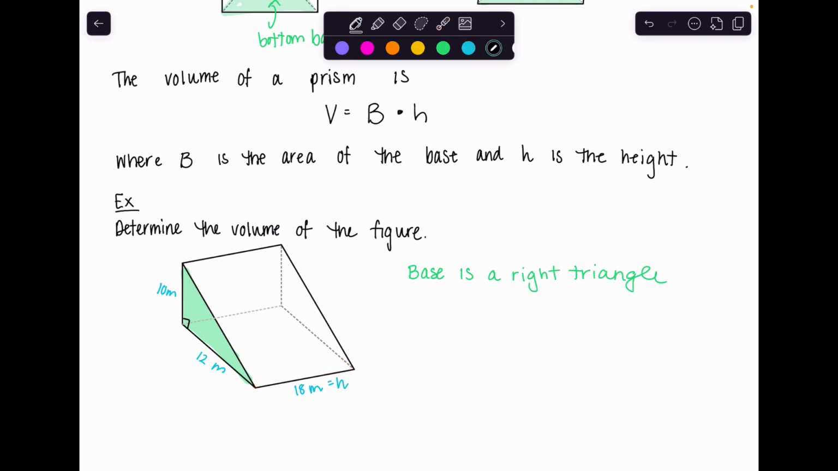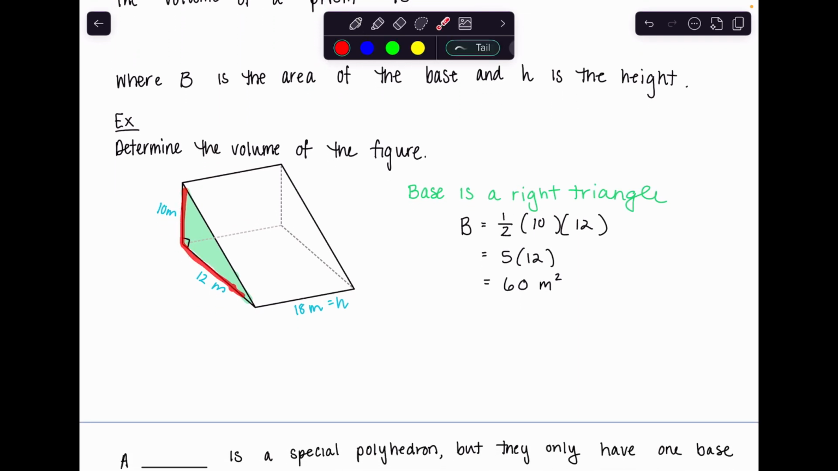Now my base is a right triangle. So that formula is 1/2 the base times the height. Now it's kind of redundant using the words base and height here, but basically the two sides that make that right angle. So in this case, my area is going to be 1/2 times 10 times 12. So multiplying that out, well, 1/2 times 10 is 5, and then 5 times 12 is going to give us 60. And then we can be really precise, the area of the base is 60 meters squared.